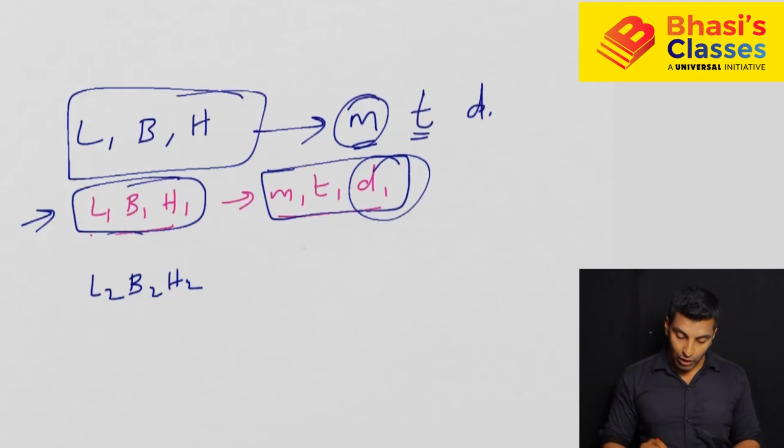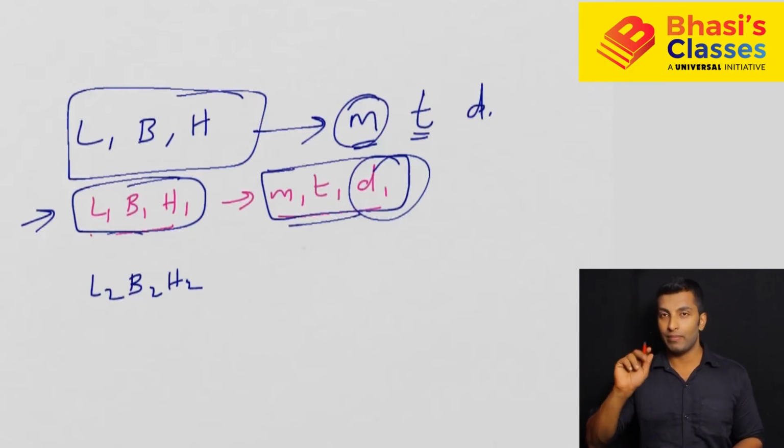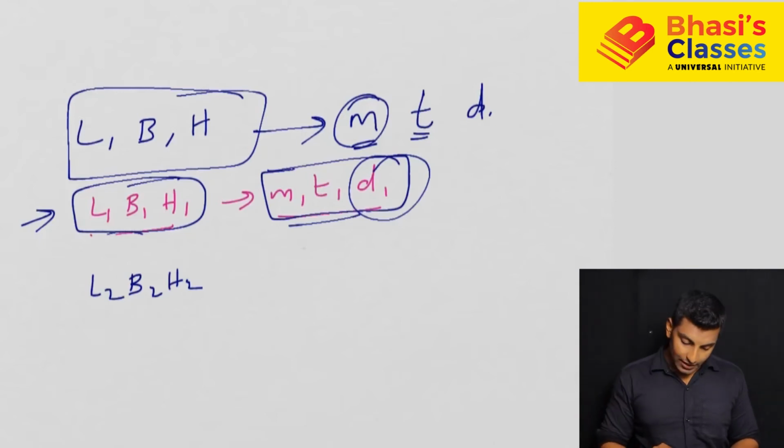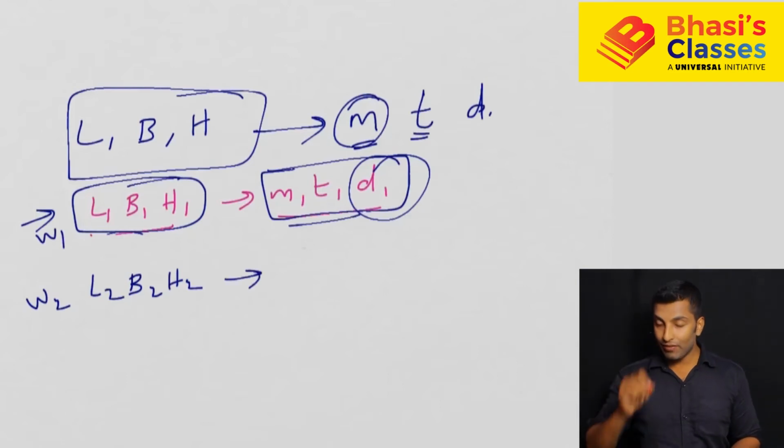Okay, but if all three are the same, it remains L1, B1, H1. This part also will remain the same. But if any one varies, then the other part will also vary, and based on that you will get a question. Now this is work 1, this is work 2. To do this work, now the question will be here.